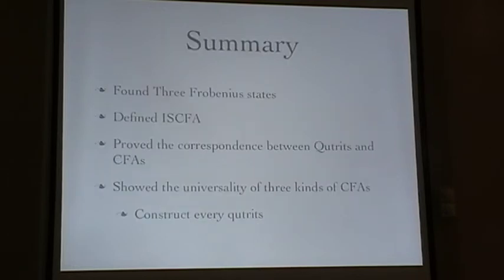Then, this is the summary of our study. We found 3 Frobenius states, and there are no other SLOCC equivalent classes which include any Frobenius state. And we defined a new kind of CFA named ISCFA, and proved the correspondence between qutrits and CFAs. And finally, we show the universality of these 3 kinds of CFA, which means they can construct every qutrit with the help of single qutrits.